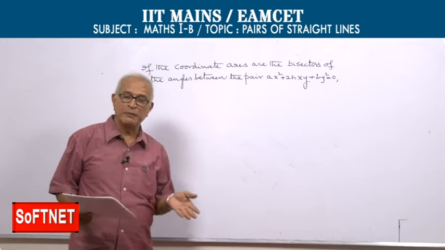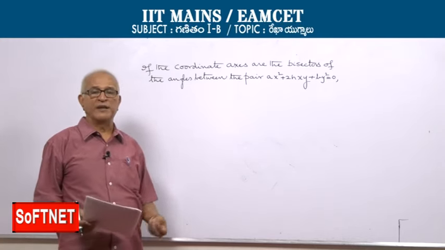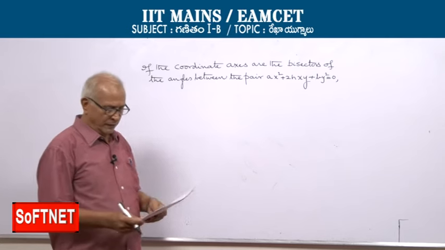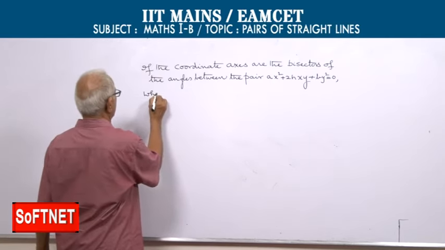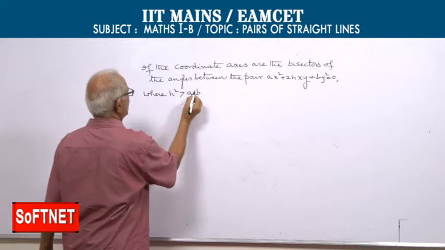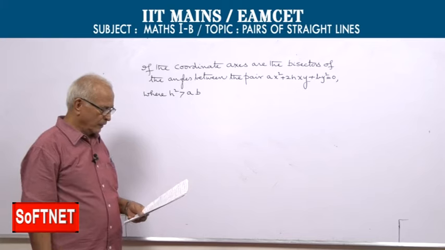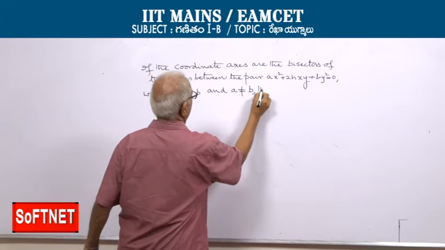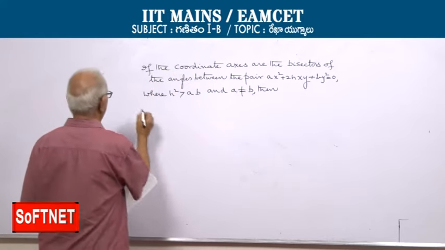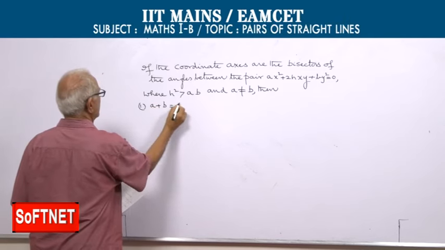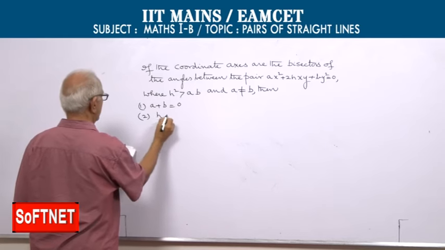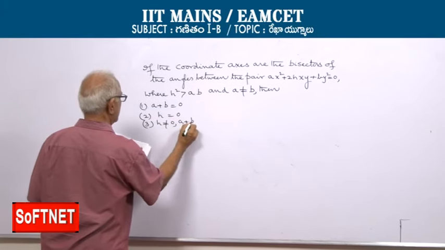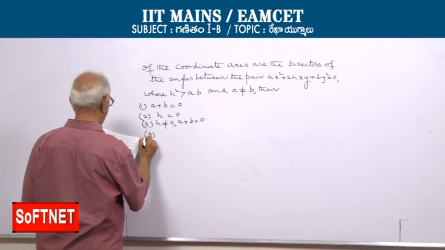The lines bisecting the angles between the pair of lines represented by ax square plus 2hxy plus by square equal to 0 are the coordinate axes, one is the x axis and the other is the y axis, where h square greater than ab, only to make sure that the lines are distinct, not coincident, and a not equal to b, then: 1, a plus b equal to 0; 2, h equal to 0; 3, h not equal to 0, a plus b equal to 0; 4, a plus b not equal to 0.